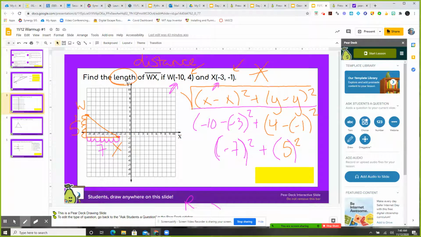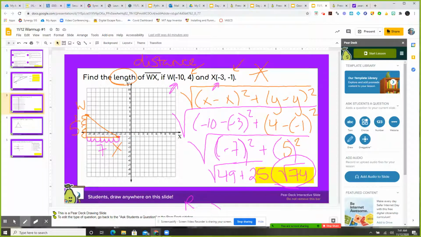Please, please, please don't forget the actual face. You've got to take the square root at the end. So -7 times -7, or -7 squared, is 49. And 25, which gives me the square root of 74 as my answer. I get that here by doing 5 squared plus 7 squared, which is square root of 74.